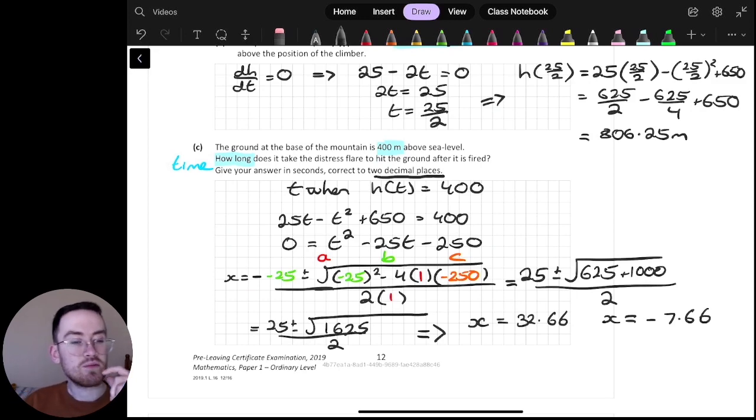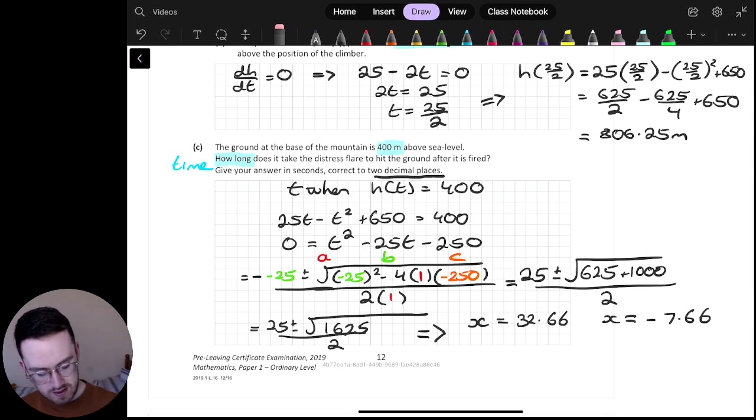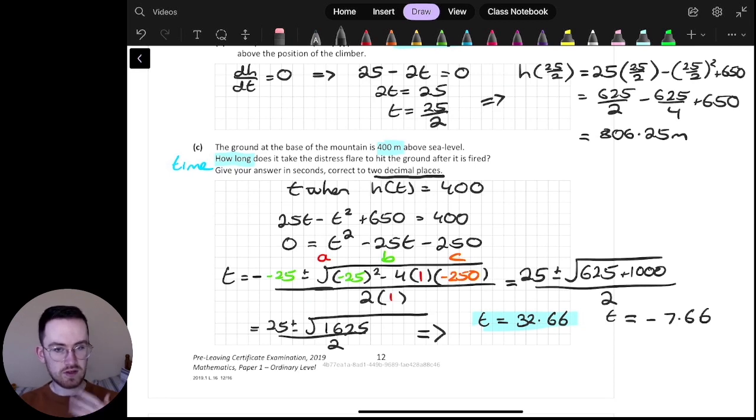Now looking at what both of these relate to, and I really should be using the letter t there instead of x, because in this question it is t instead of x. But if we look at what it relates to, t is time. So in terms of our times, we can't have a minus time, so that's not relevant for our question. So our answer is going to be that at the time 32.66, that's when the rocket or the distress flare is going to hit the ground again.